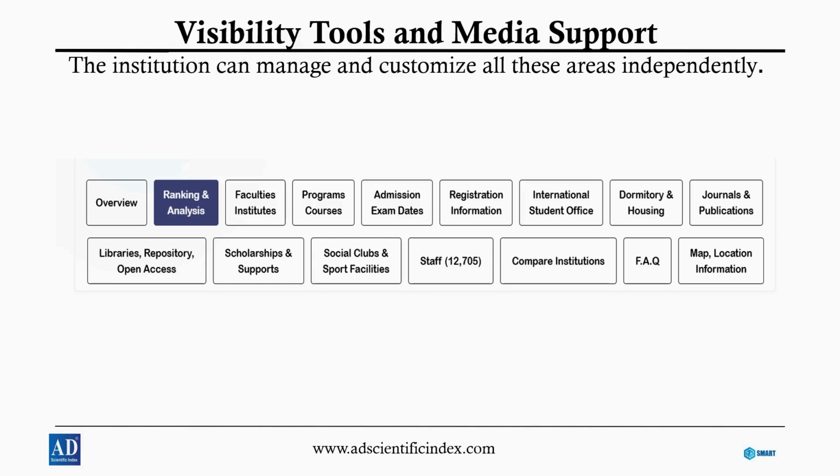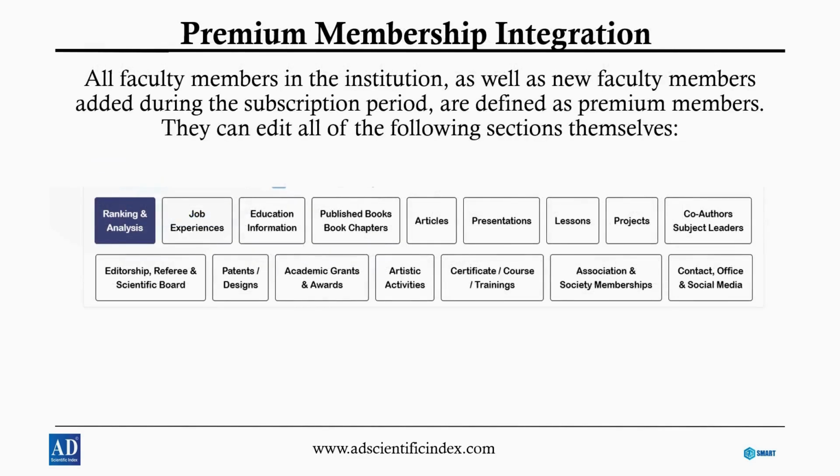From libraries and open access resources to scholarships, staff profiles, housing, sports facilities, and institutional comparisons. Every section becomes a strategic communication tool, clear, organized, and ready to engage students, researchers, partners, and the public. This is how institutions strengthen visibility, credibility, and global reach with one integrated platform.